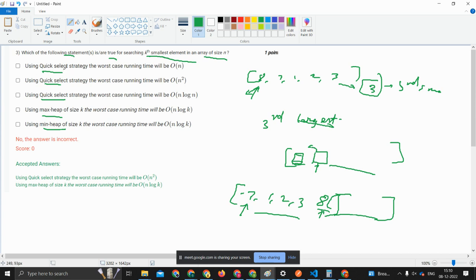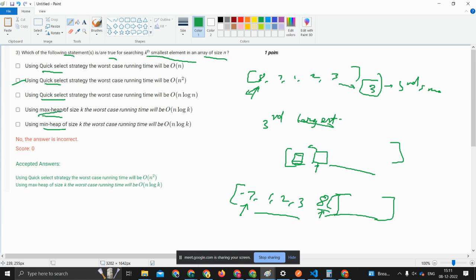Okay, we'll go back. I think this is all about quick select and max heap, only that much, right? So we'll come back to this question and finish it off. N square, we just saw, right? The first case, yes, correct.